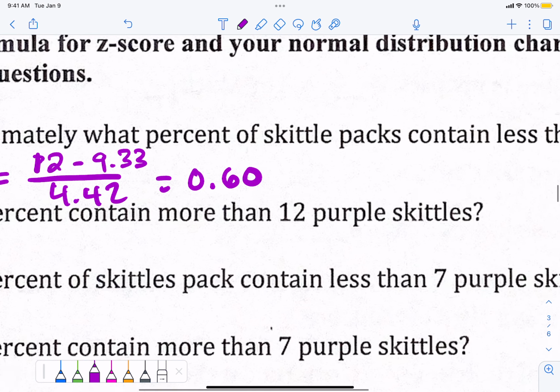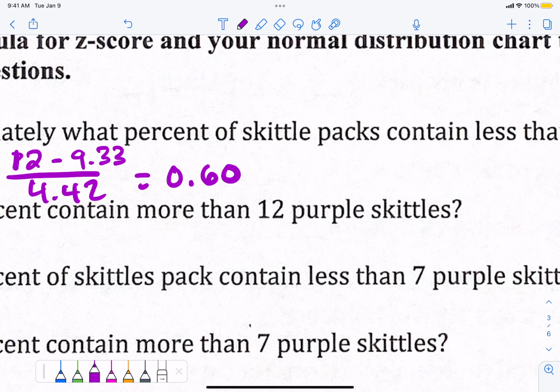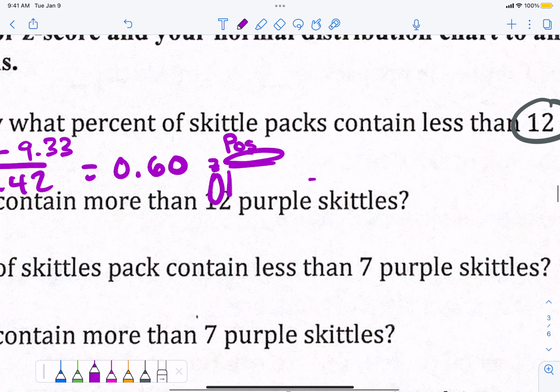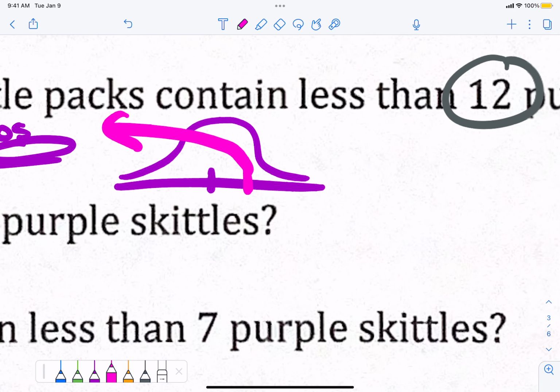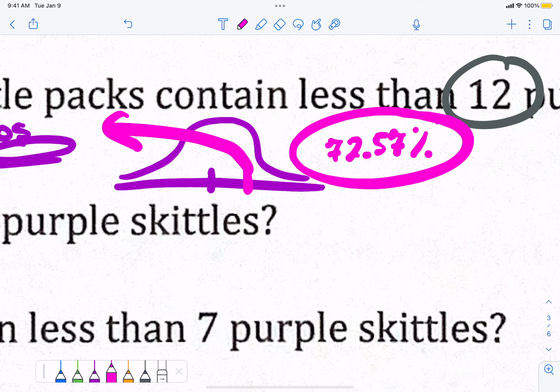Are we on the positive side or the negative side? Positive side. So on the positive chart, you're going to look up a z-score, using the side ones. 0.60. What percent is it? 72.57. It should be more than 50%, right? So 72.57% of packages are going to have less than 12 purple Skittles. About 72% are going to have less than 12 purple Skittles.